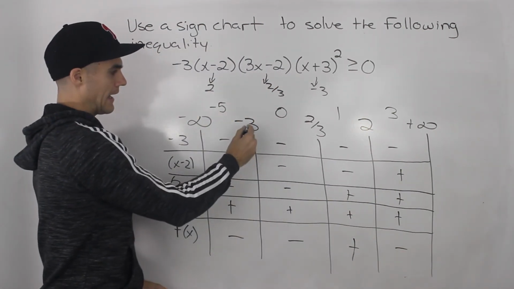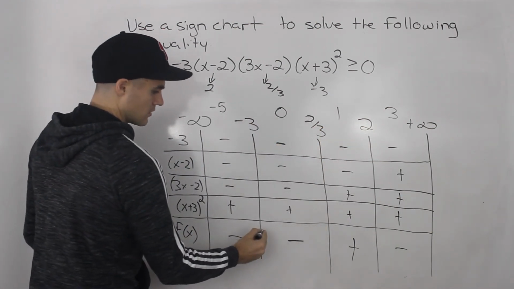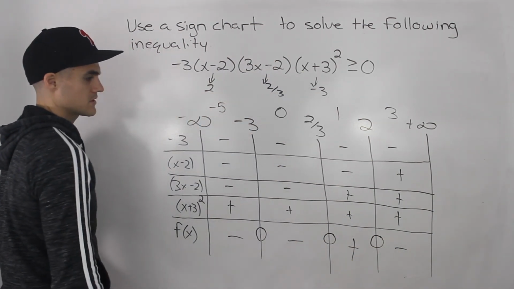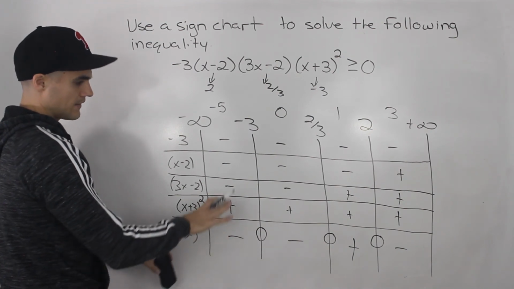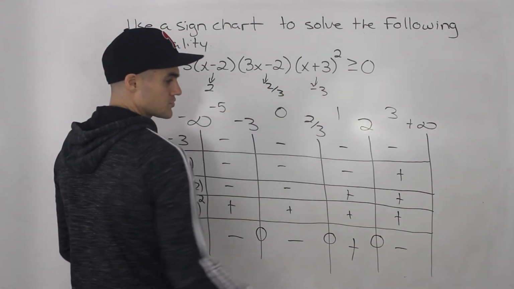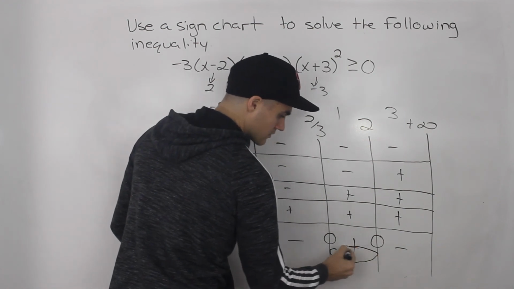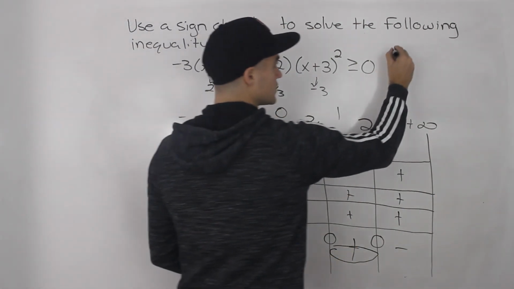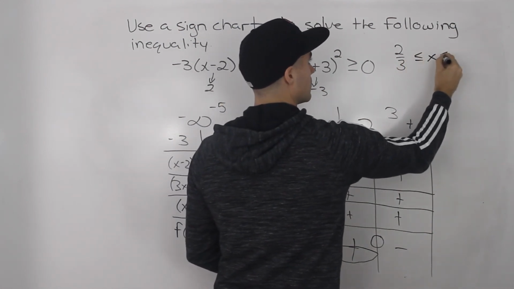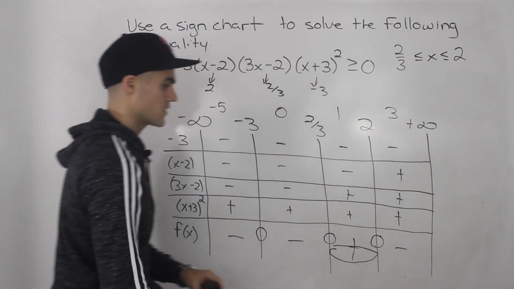And then also at those x values of negative 3, 2 over 3, and 2, those are intercepts, right? So the value of the function is going to be 0 at those points as well. Right? So now that we have the sign chart, when is this polynomial greater than or equal to 0? Well, it's greater than or equal to 0 in this interval here, right? So when x is between 2 over 3 and positive 2, and it's inclusive of those endpoints because it's 0 at those endpoints as well.